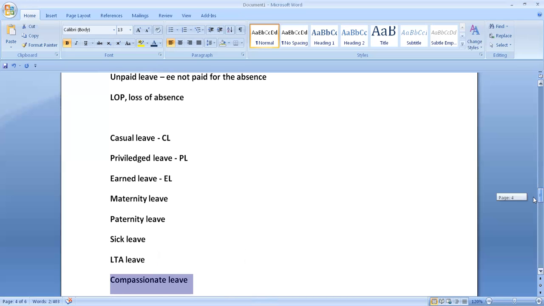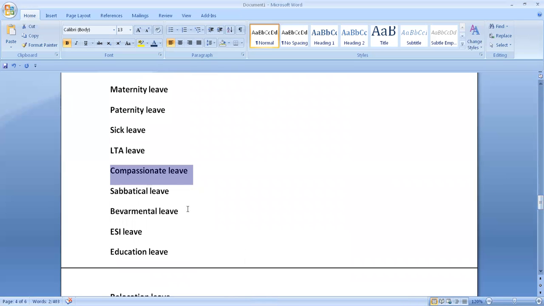Compassionate leave, sabbatical leave or governmental leave, all these are different leaves. They can be maintained, for example, for any emergency to the employee, like some death in the family. 1 week is approved, but it is not coming under any act. Compassionate leave, sabbatical leave, governmental leave are not coming under any act. It is up to the company to maintain.